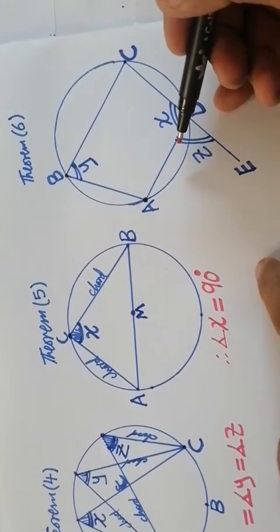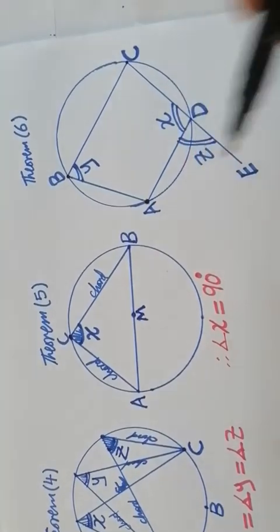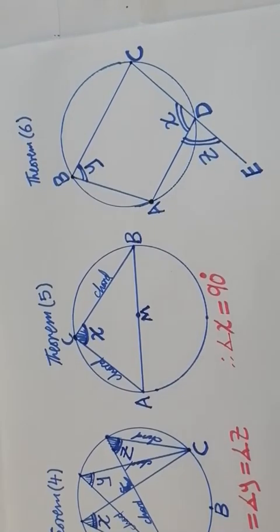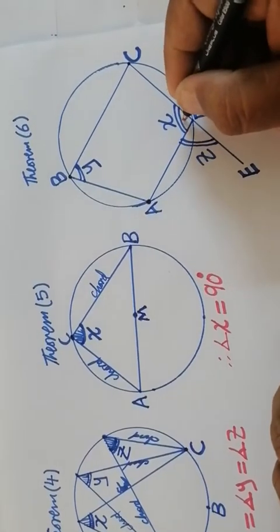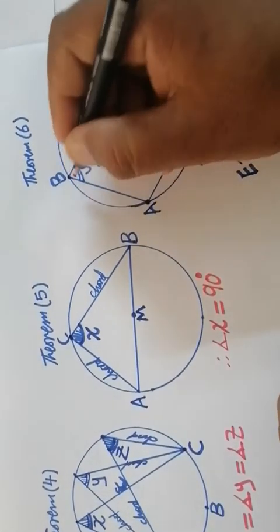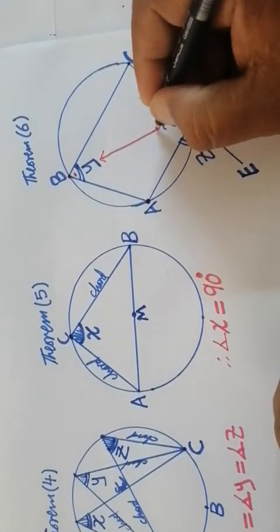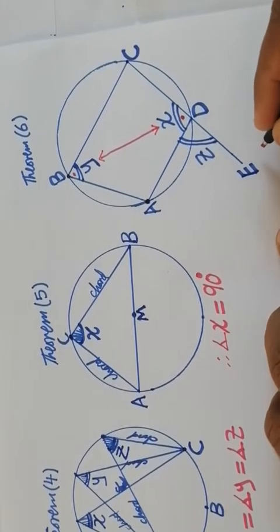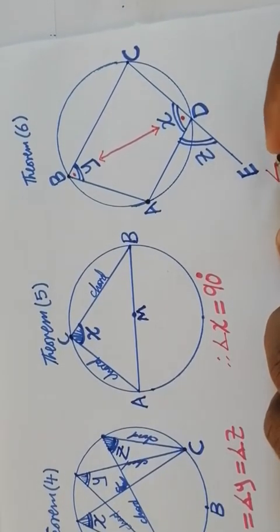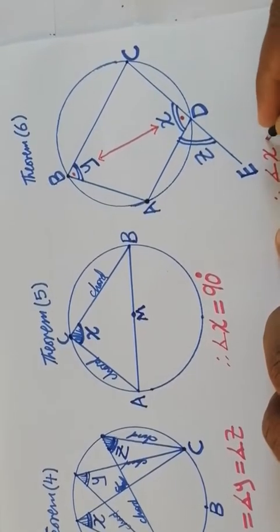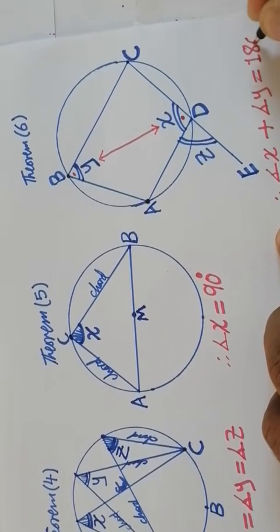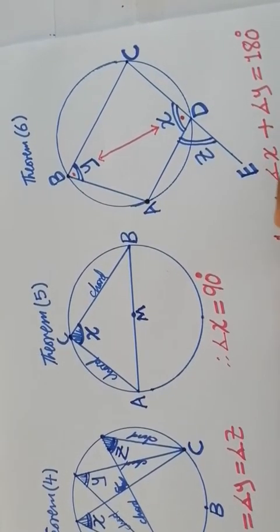What do you know about the cyclic quad? In a cyclic quad, opposite angles are supplementary. What does supplementary mean? That means they add up to 180. Angle X is opposite to angle Y. Opposite angles are supplementary, so angle X plus angle Y is supposed to give us 180. Opposite angles are supplementary. Number one.